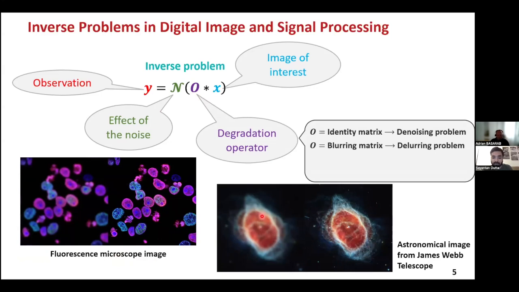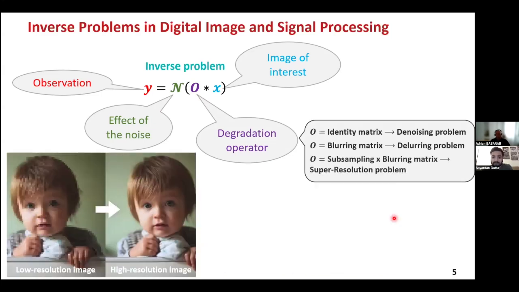So you have to restore this blurry image to a deblurred image. And there is another one: if O is a product of subsampling and a blurring operator, then we have to solve the super resolution problem, where we have to increase the resolution of the image from a low quality observation. So these are different types of image problems. There are other problems as well, but these are some of the most popular or most challenging ones.